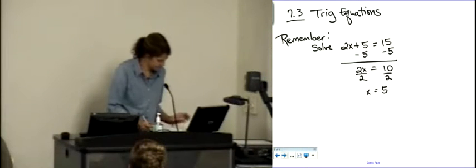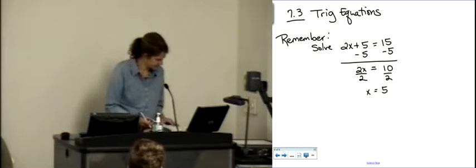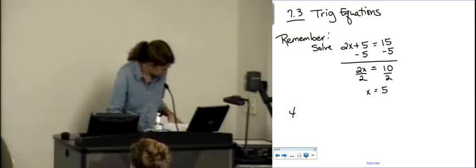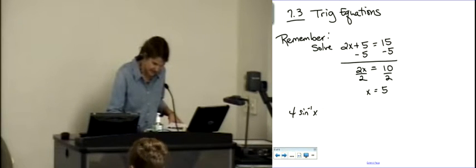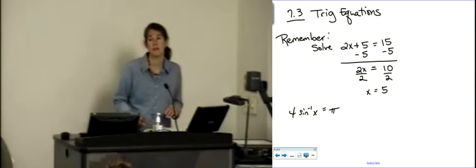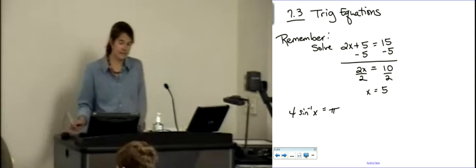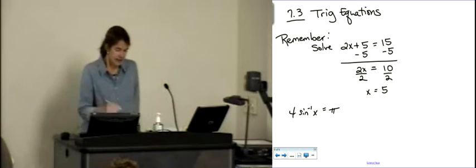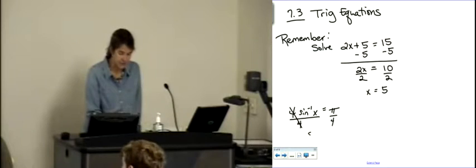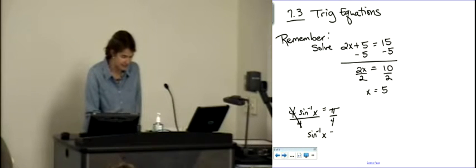We did some in 7.1. We had one like this. We had 4 inverse sine of x equals pi. Remember those? Okay, 4 inverse sine of x equals pi. And to solve that, we divided by 4, again to clear that out. Our mission is still to get x by itself.